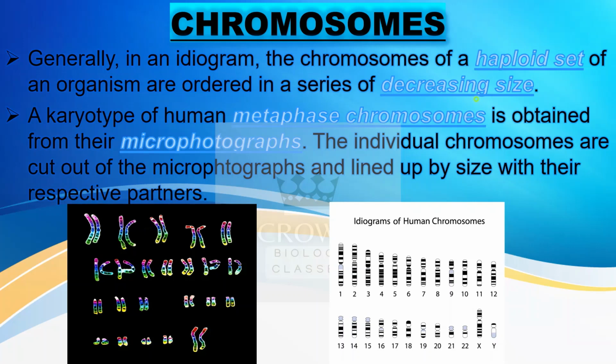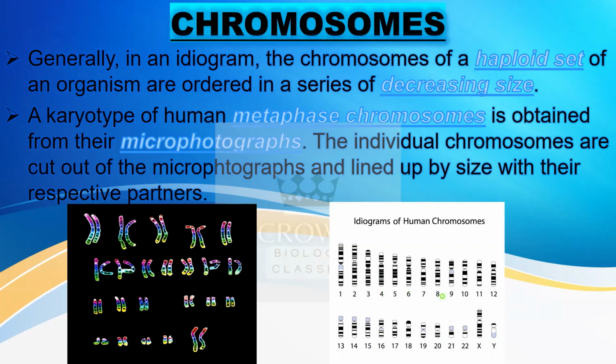Generally, in an ideogram, the chromosomes of a haploid set of an organism are ordered in a series of decreasing size. For example, if we take the human chromosomes, there are 23 pairs of chromosomes, and the haploid set means 23 chromosomes. These chromosomes are arranged in the series of decreasing size. So this is the picture of an ideogram of human chromosomes.